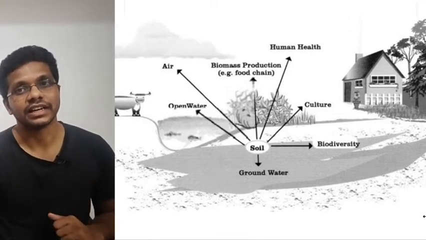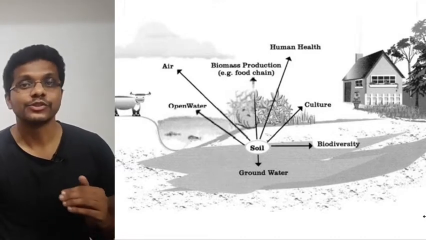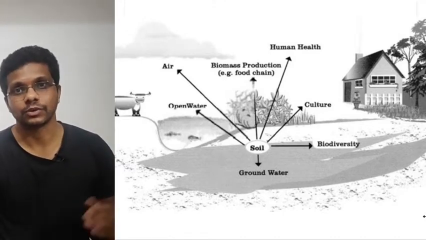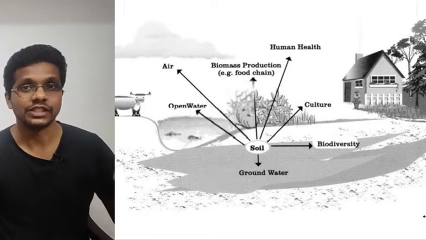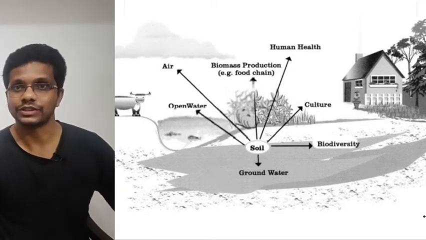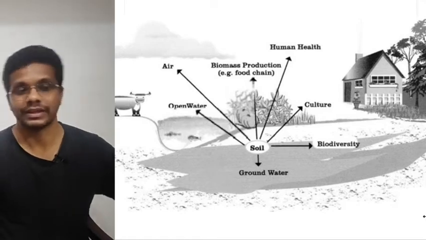It is related to biomass production, because it is the first link in most of the food chain. So the plants are primary producers. If the soil is degraded, its ability to support plant growth is reduced, which leads to a decrease in the food chain or the energy flow in the food chain.